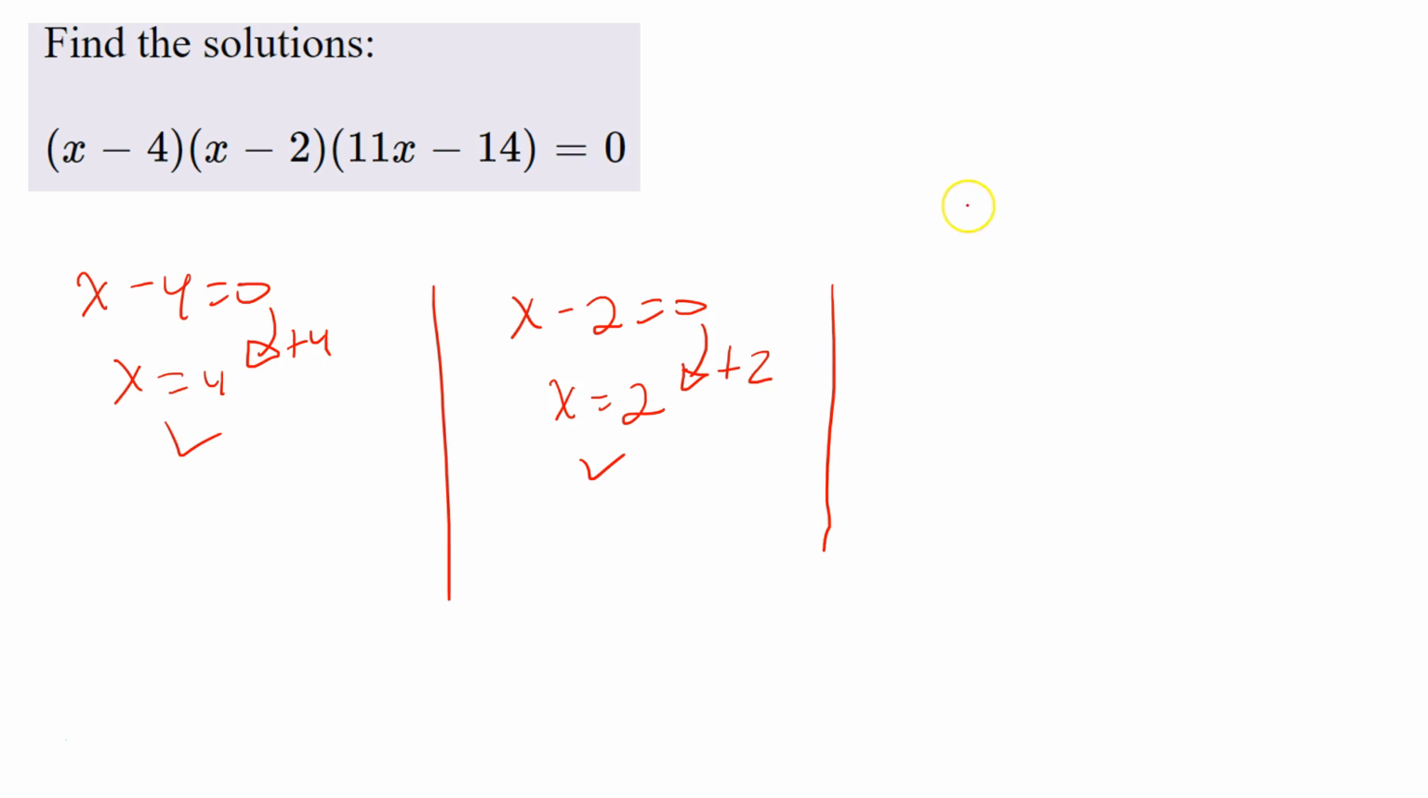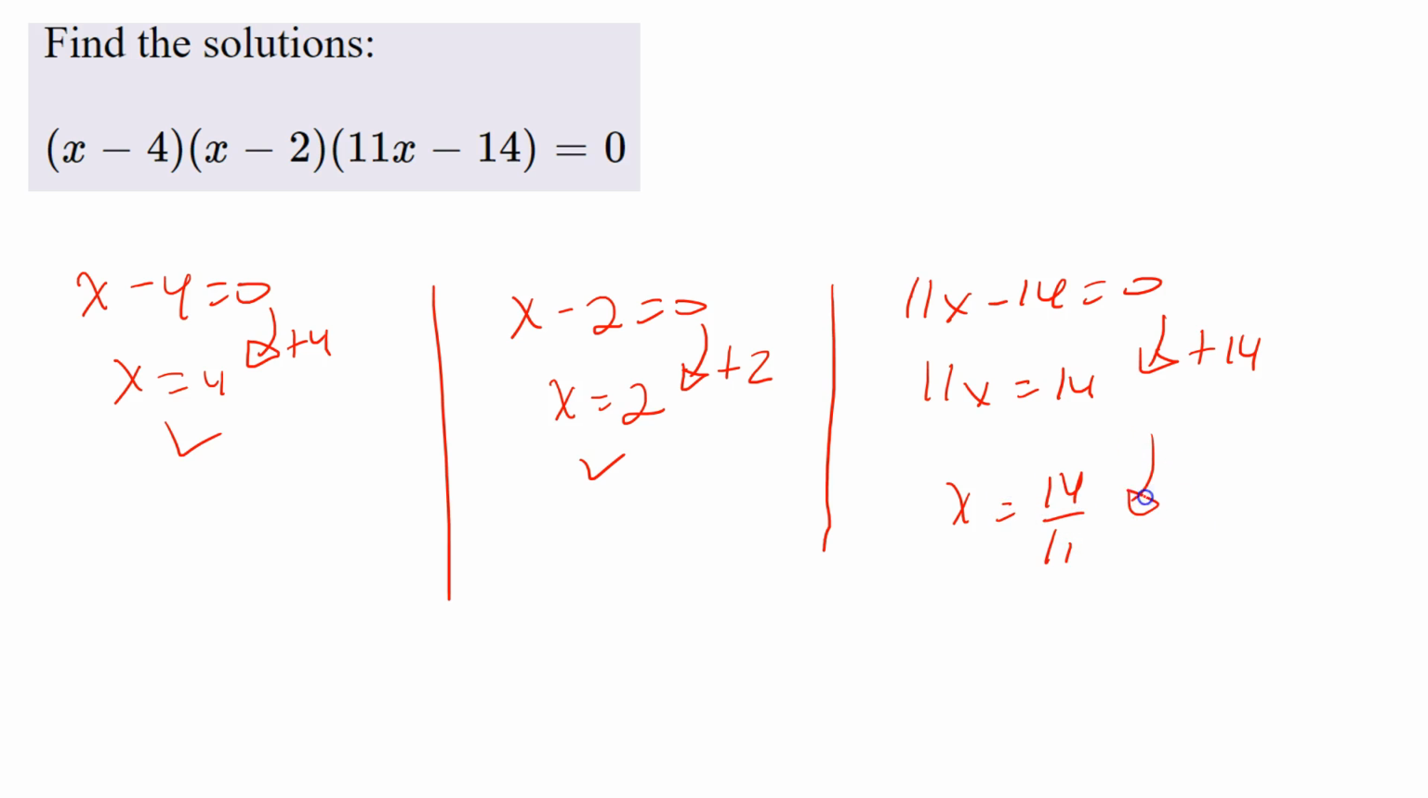Last factor, you set that equal to 0, so that's going to look like this. Let's see, 11x minus 14 equals 0. So first, 11x equals positive 14. From here to here, you add 14. And then you divide by 11, so x equals 14/11. So from here to here, you divide both sides by 11. And so this is a solution. So all the solutions are 4, 2, 14/11.